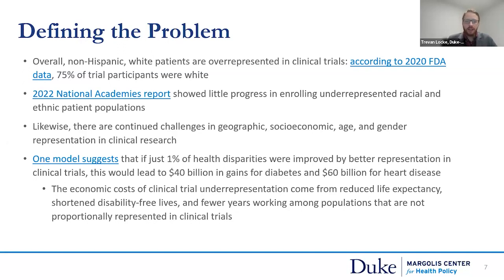One model suggests, with a more economic bent, that if just 1% of these health disparities were improved by better representation in clinical trials, there'd be potential for billions of dollars in gains for high impact diseases here in this country, through addressing issues around reduced life expectancy and more working years. And of course, it goes without saying that the benefits we see here are not just monetary. We're talking about leveraging more representation in clinical research to close persistent gaps in life expectancy and ultimately provide better care for more people.